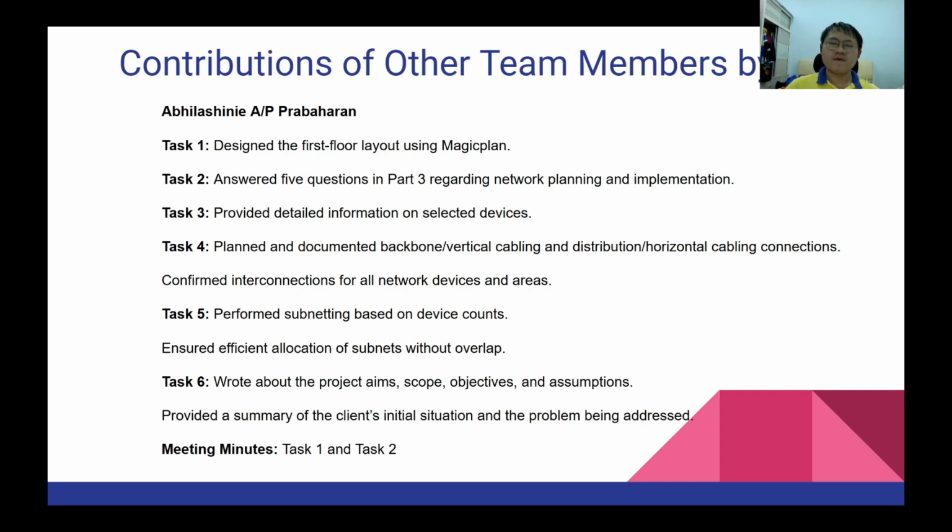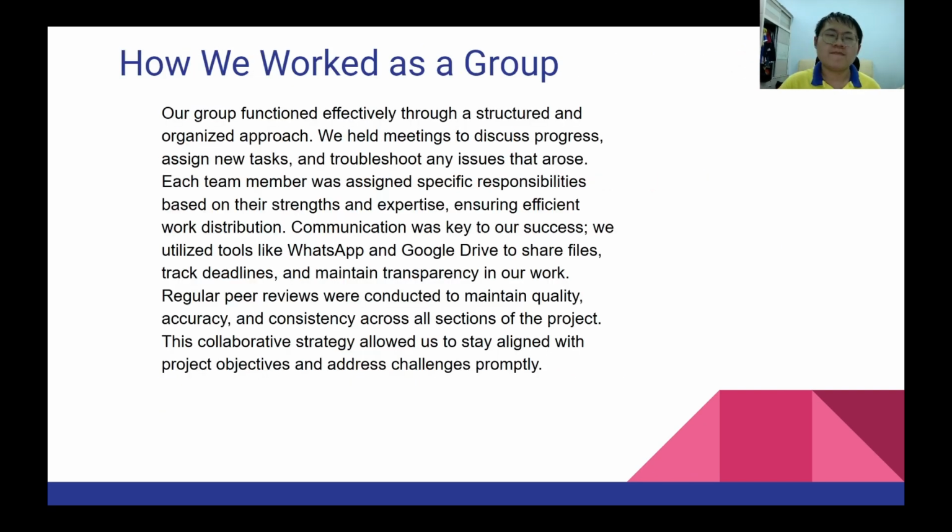After that, she was responsible for performing subnetting based on device counts in Task 5, ensuring efficient allocation of subnets without overlapping. Lastly, she was responsible for writing about the project aims, scopes, objectives, and assumptions in Task 6, providing a summary of the client's initial situation and the problem being addressed. She was also responsible for the minute meetings in Task 1 and Task 2. Next, I would like to talk about how we work as a group.